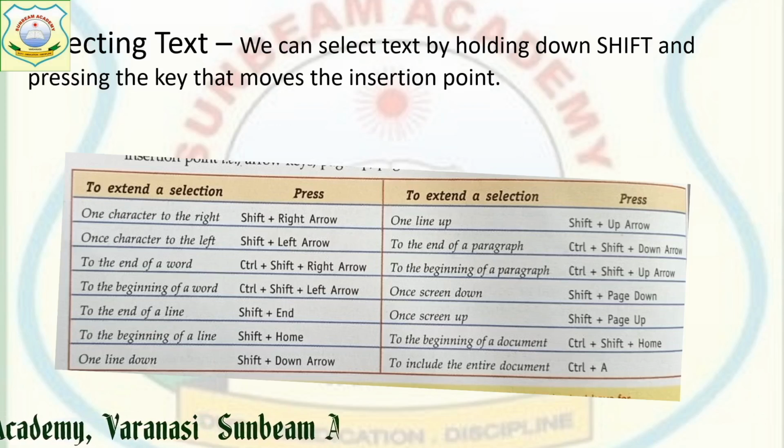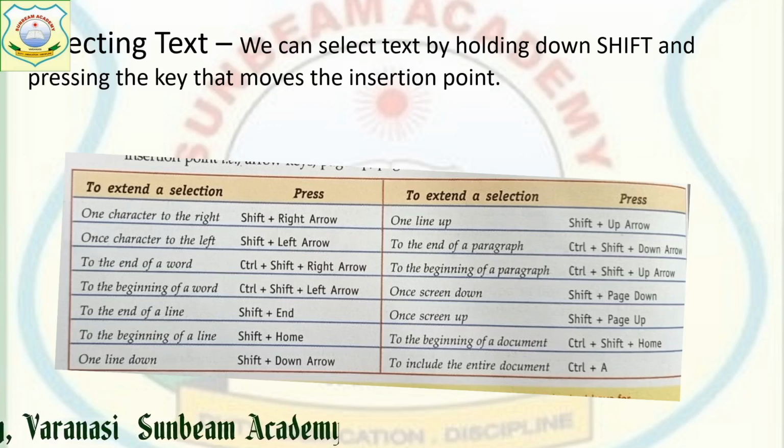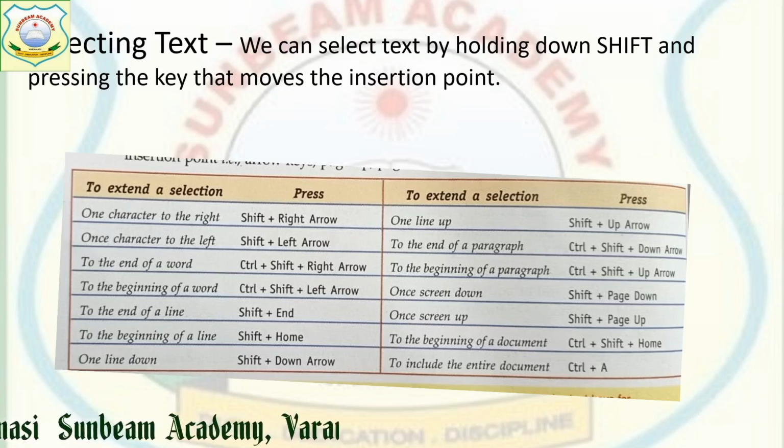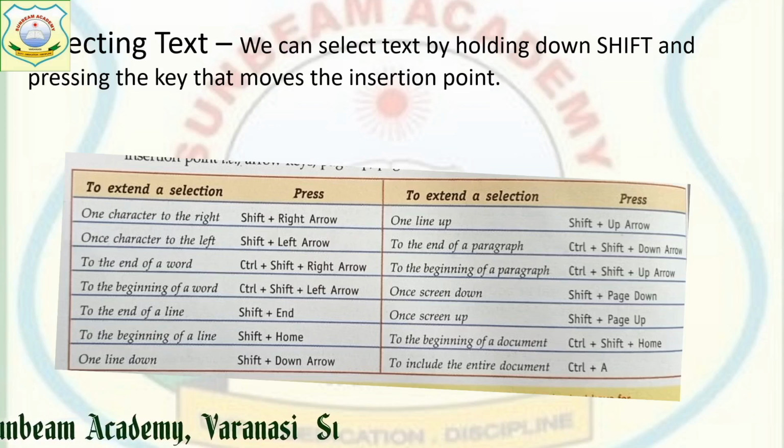Shift, hold down your Shift key and start selecting text using your arrow keys, right? If you use Shift with right arrow, it will select one character on the right hand side from your insertion point, or where your cursor is. From that position, one character will be selected. Likewise, if you want to select towards the left side, then Shift and left arrow key.